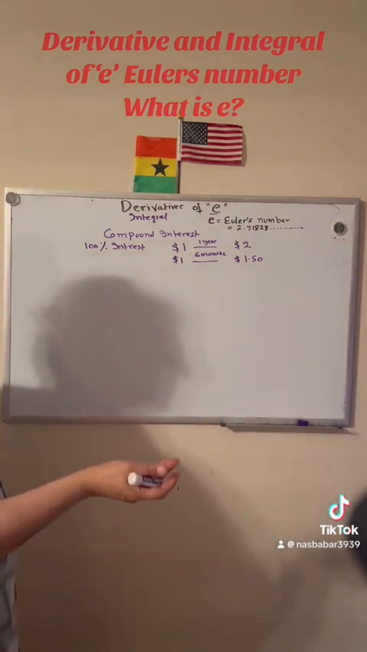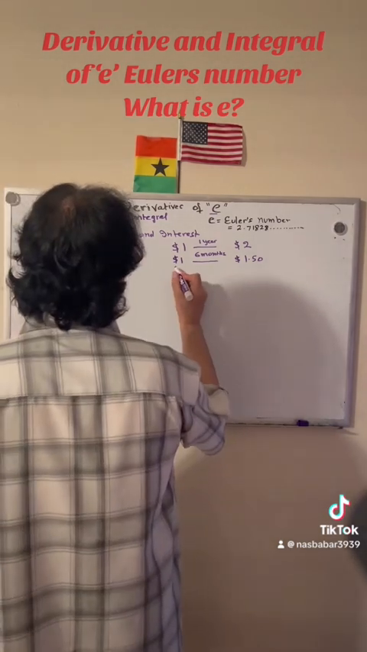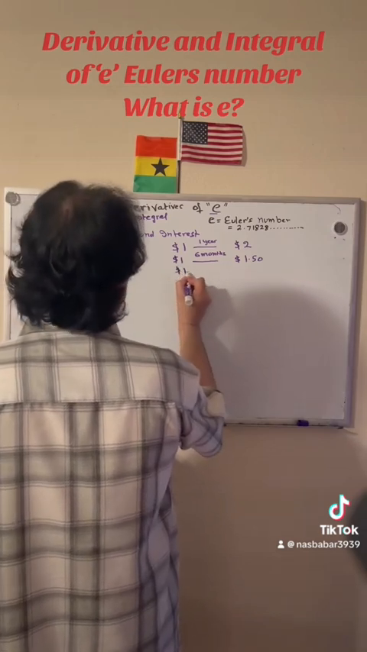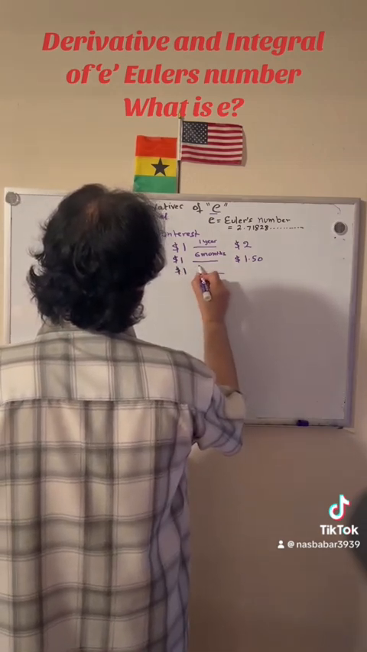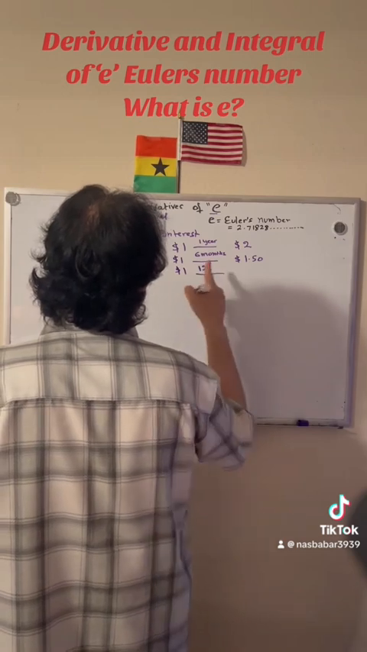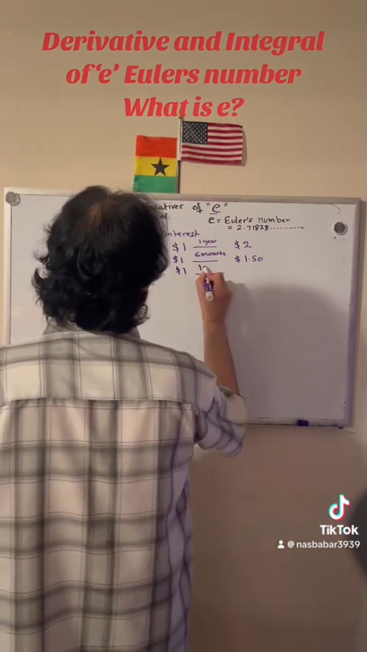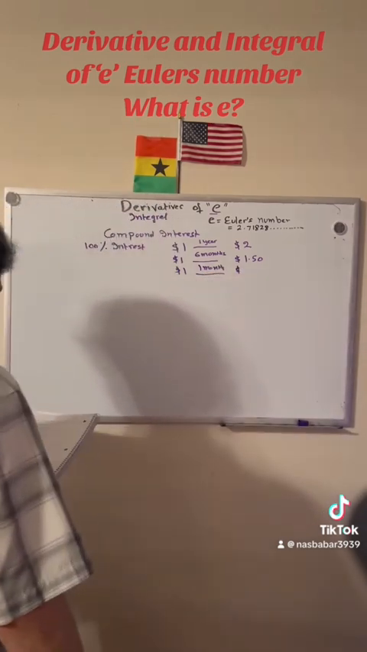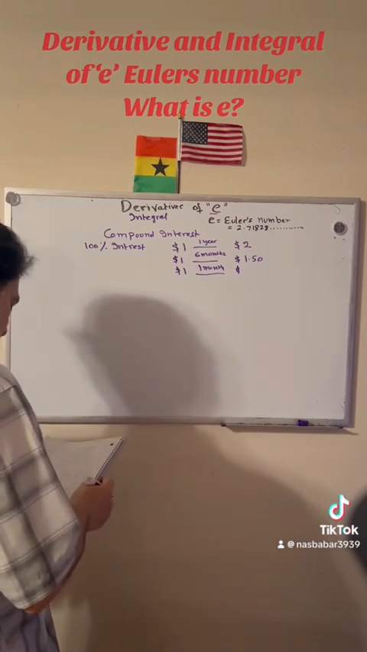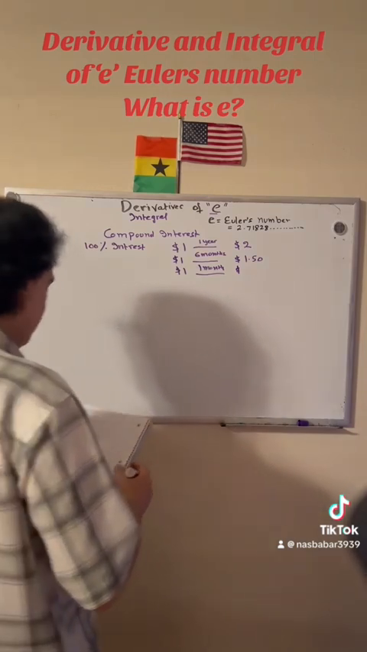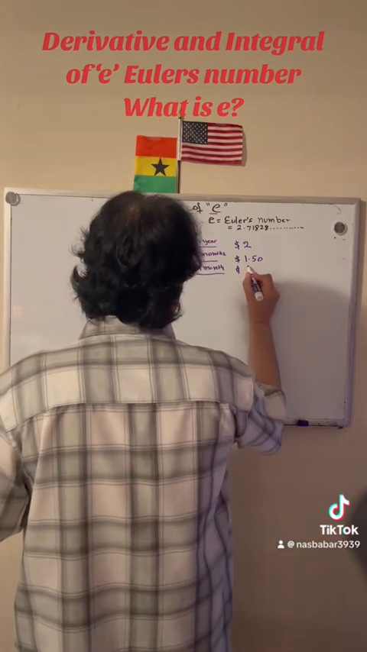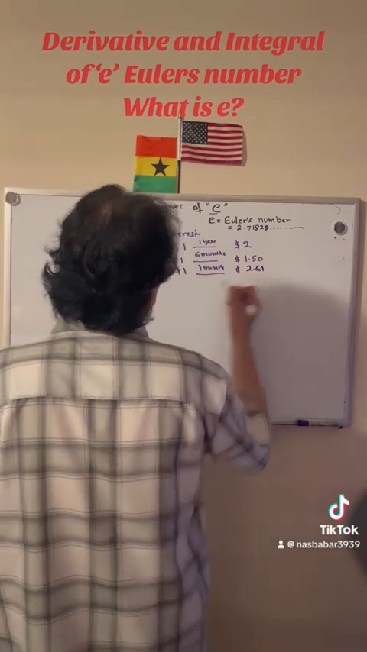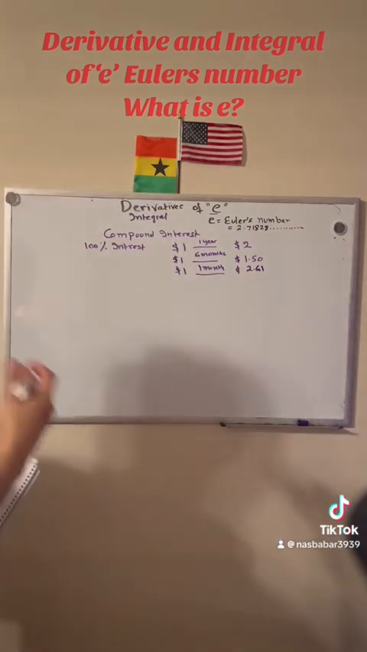So then I say, okay, can you give me interest monthly? How would you calculate that? If you do it monthly, every month you're getting interest. So after 1 year, I will get $2.61, okay? So you see the pattern over here.